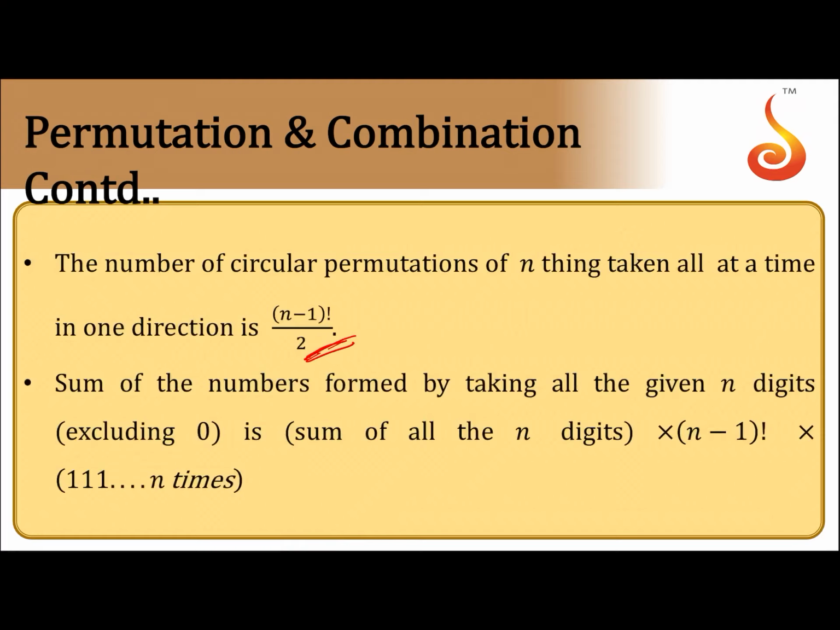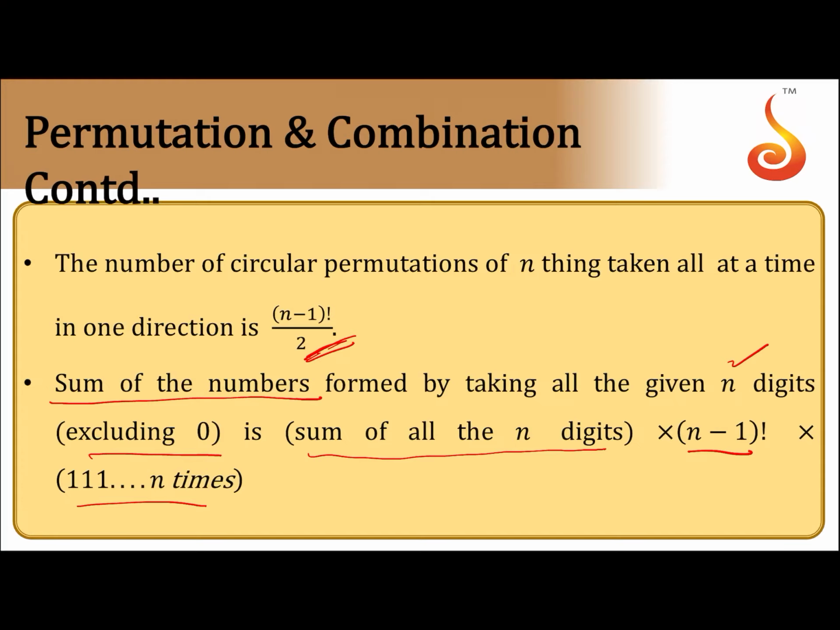The next special formula: the sum of the numbers which are formed by n distinct digits excluding 0 is given by the sum of all n digits multiplied by (n minus 1) factorial multiplied by 111, n times.